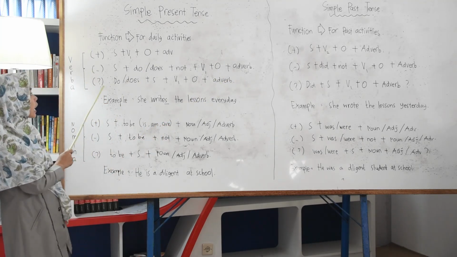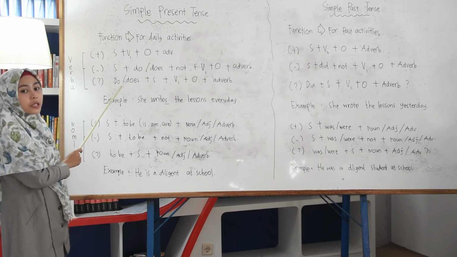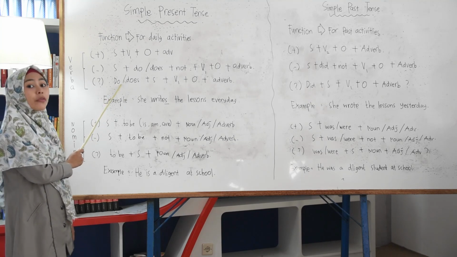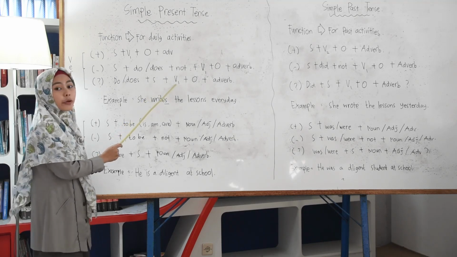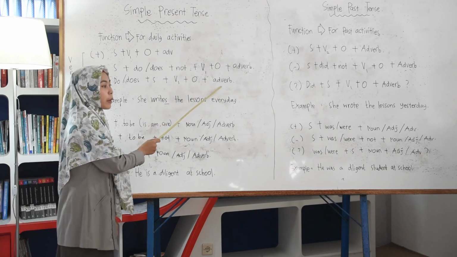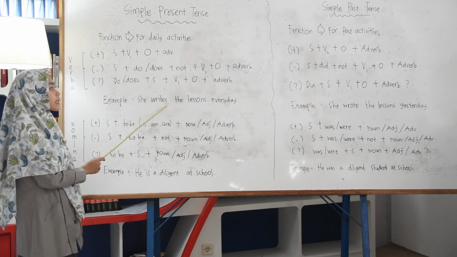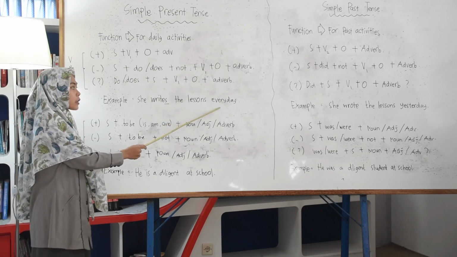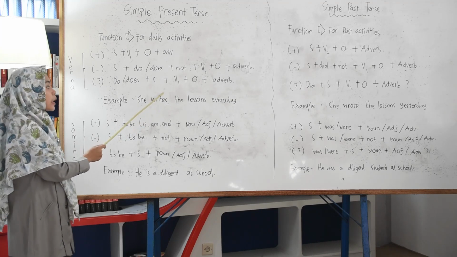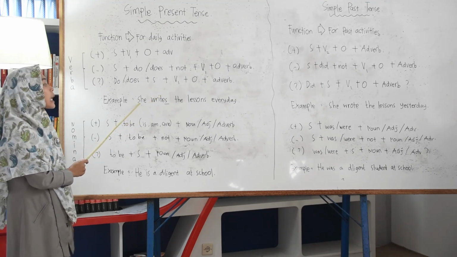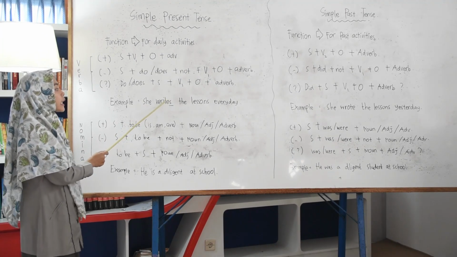And next, in the interrogative sentence, you can put do or does in the beginning of the sentence. And then you can continue with the subject, verb 1, object, and adverb. For example here, she writes the lessons every day. Do you know why here you have to put es? Because the subject is singular. So you have to use es in the end of the verb.